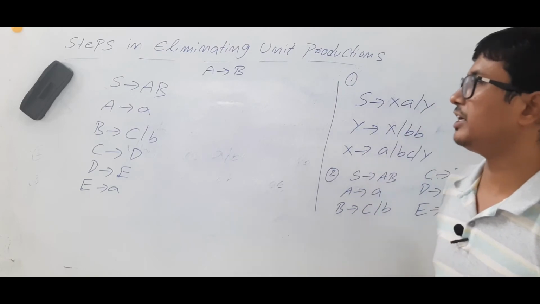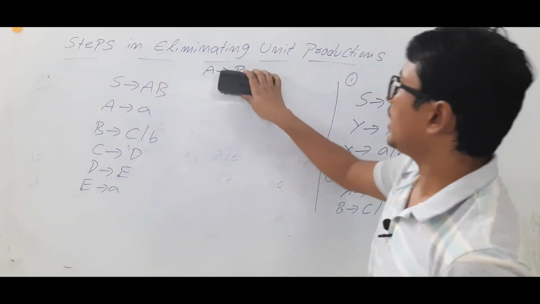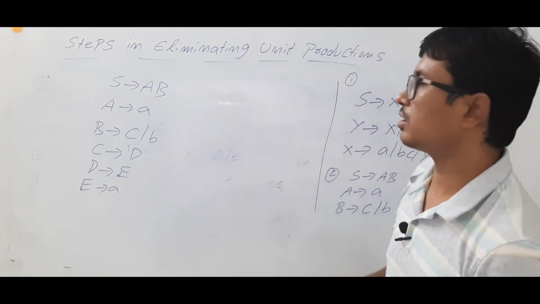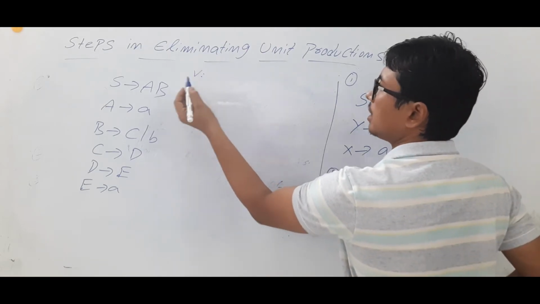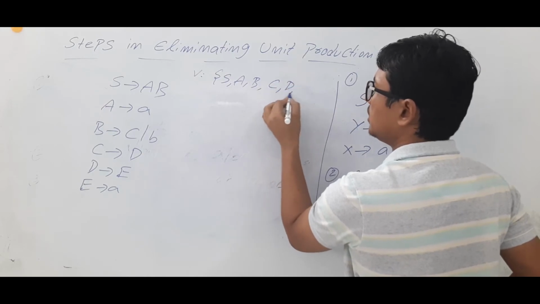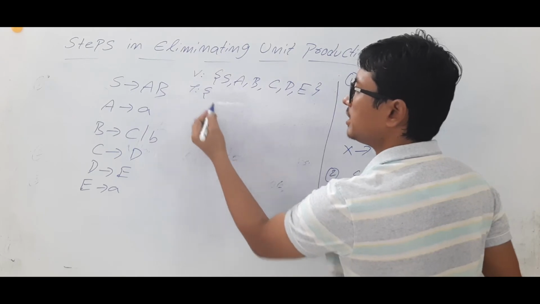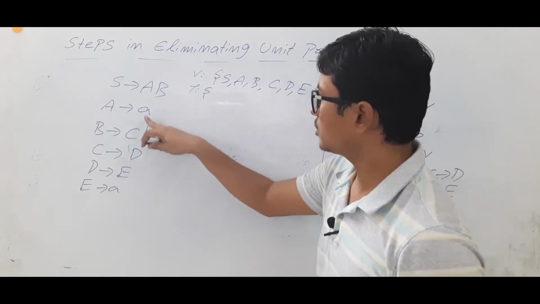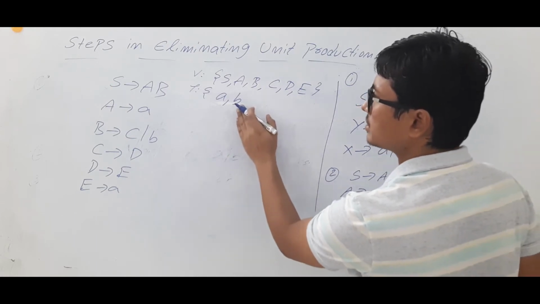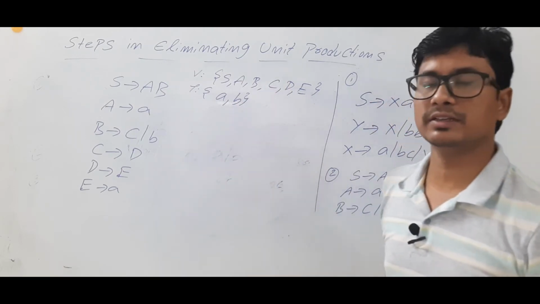Now first I need to identify where the unit productions are. Whenever they give the grammar, they will even give what the variables or non-terminals are. So the variables are S, A, B, C, D and E. These are the variables. What are the terminals? The terminals are small a, small b, that's all. This is capital C, which is a variable. So these are the variables and these are the terminals.